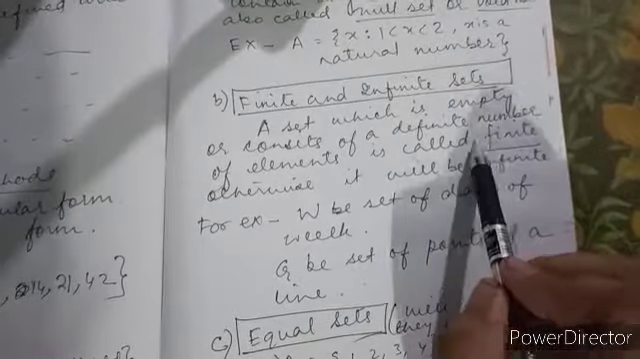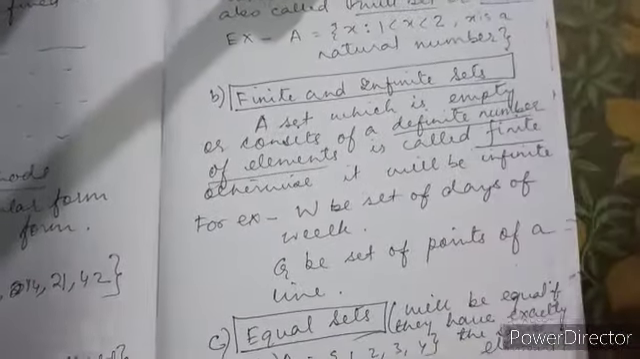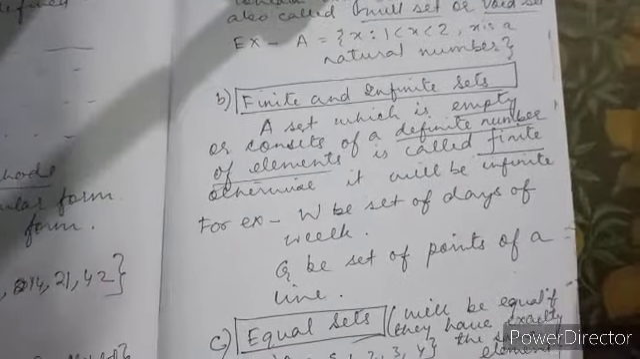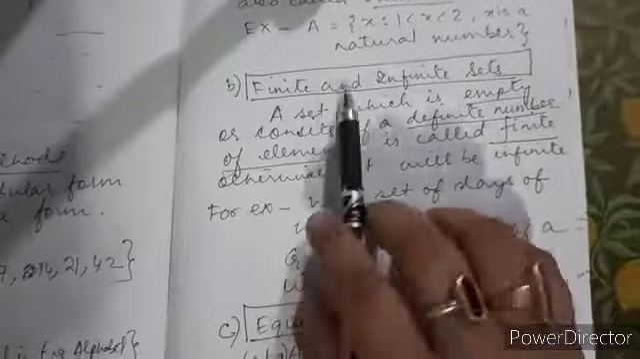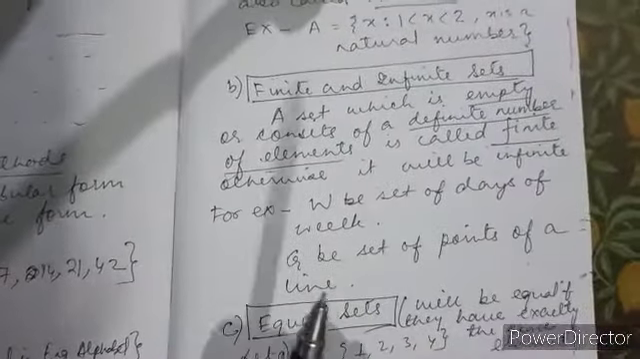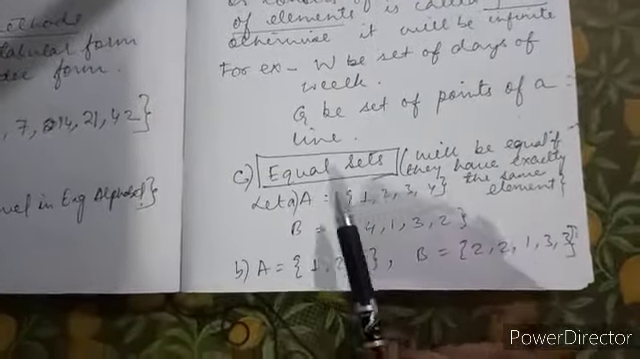So in a finite set you will have a definite number of elements, or it may also be empty, but in an infinite set we cannot count the number of elements present inside the set. That is known as what? Infinite sets. Now, what do equal sets mean?